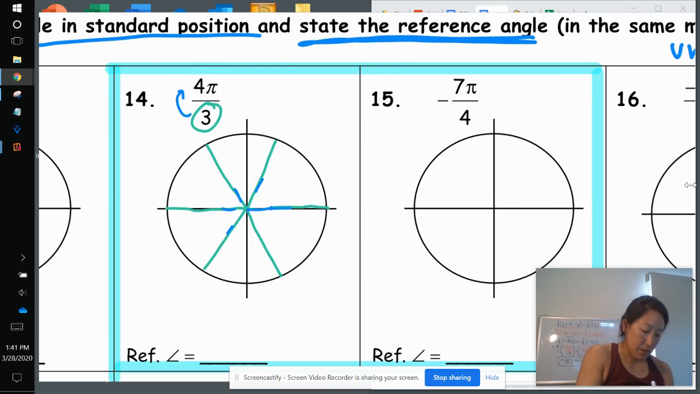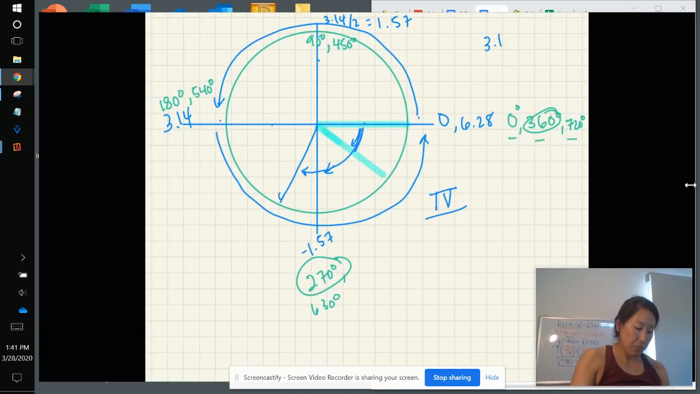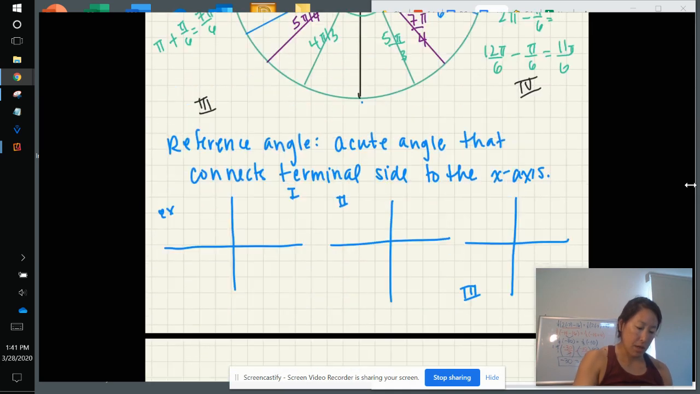My angle is the x to the terminal side. So the angle here, theta, is equal to 4 pi over 3. Now the reference angle, I'm not sure we went over this in the last vocab section, so here we are.